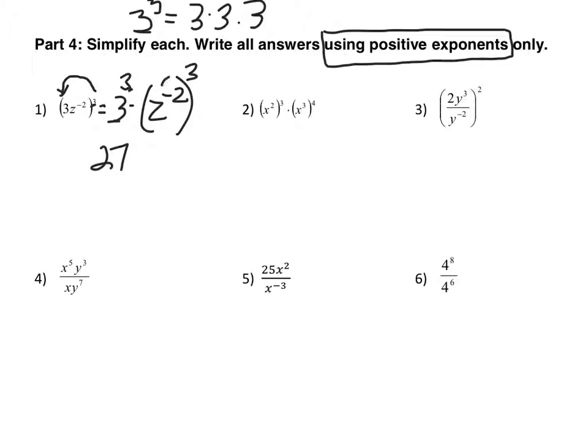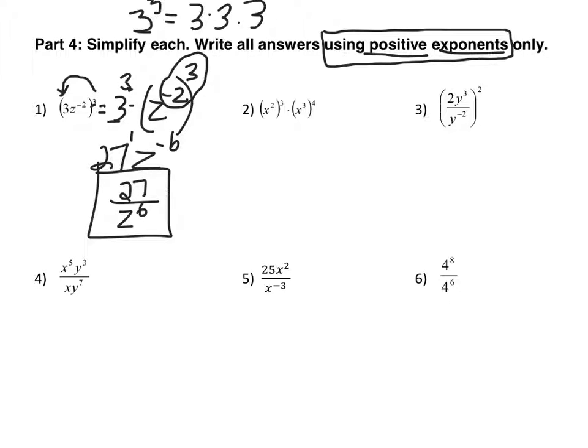And when you have a power to a power, you can multiply the powers. Negative 2 times 3 is negative 6. You get 27z to the negative 6th. But to follow this direction here, we have to rewrite it using positive exponents only. This 27 is to the 1st power. It can stay right in the top, right where it is. However, z to the negative 6, to make that a positive 6, it must come down below.